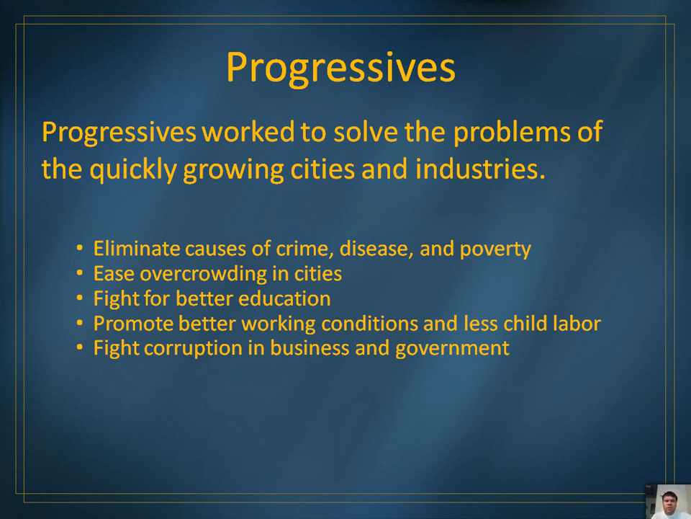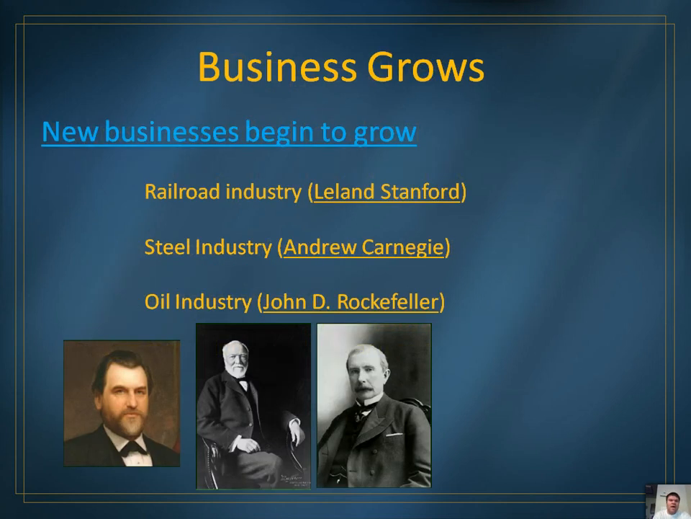Progressives work to solve problems of the quickly growing cities and industries. Some of the problems that were coming about were things like crime, disease, poverty. There was overcrowding in the cities. There wasn't very good education. There were a lot of kids working, and they were working in conditions that were very dangerous. And then there was a lot of corruption in business and government. So we're going to cover how progressives dealt with this. Progressives were a group of people who tried to change those things.